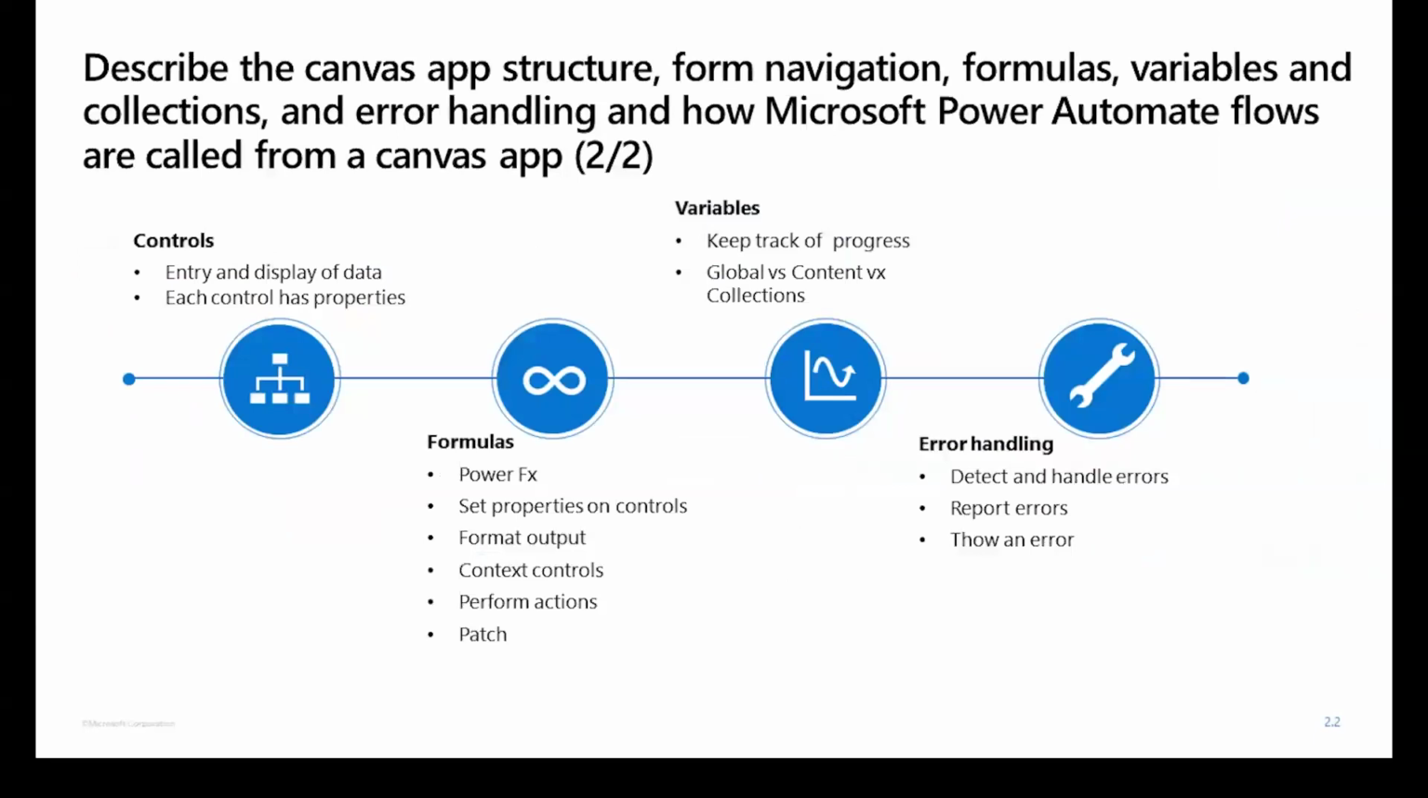So I sort of talked about controls. Controls are where we're displaying data or entering data. There are lots of different types of control available in Canvas apps, much more than you have in model-driven apps. And when you add a control, there are lots of properties you set: its visibility, size, color, its hover color. And we can set these up manually or use Power Fx formulas.